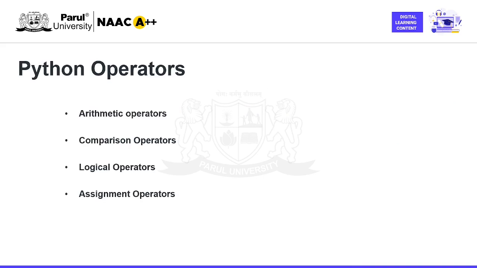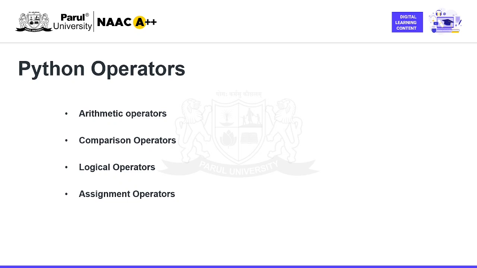Now, the next topic is operators in Python. Python supports different types of operators. Operator means a symbol which performs something. If you try to define an operator, you can say an operator is a symbol or sign which performs something.